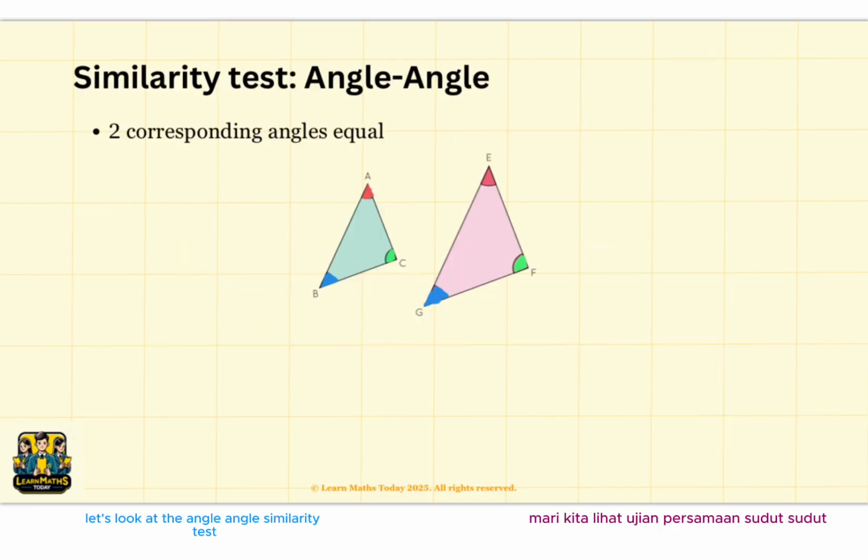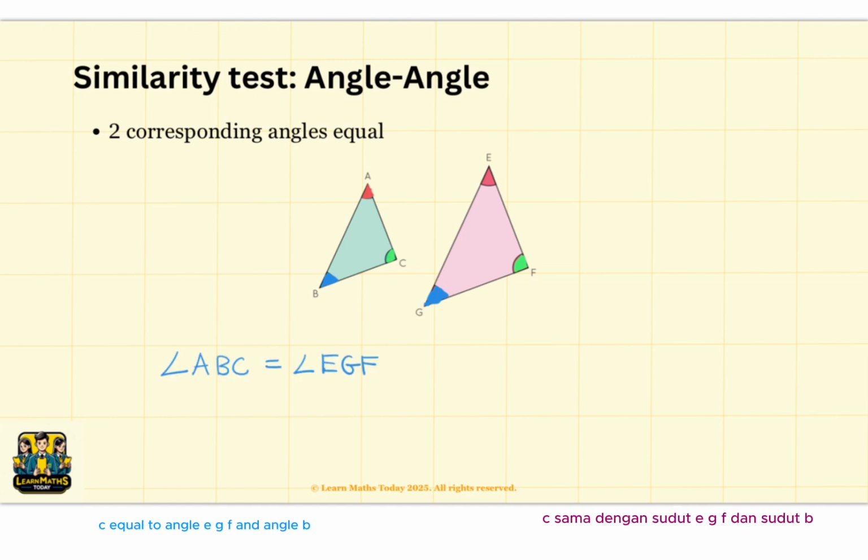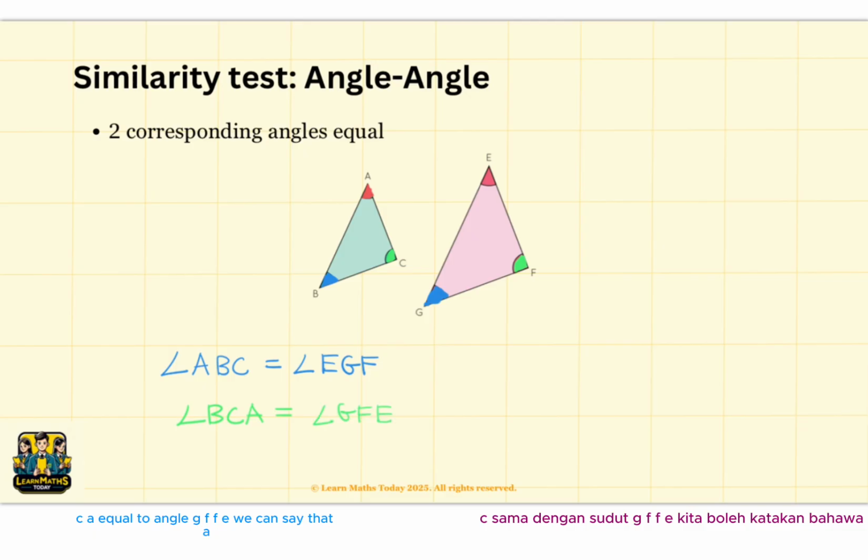Let's look at the angle-angle similarity test, which is the easiest and simplest method for proving similarity. Look at triangle ABC in green and triangle EGF in pink. If we know that angle ABC is equal to angle EGF and angle BCA is equal to angle GFE, we can say that the triangle ABC is similar to the triangle EGF.